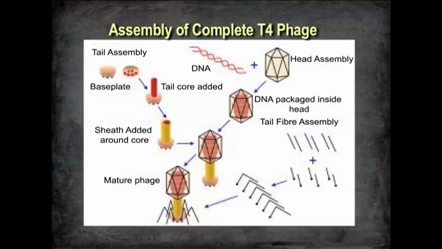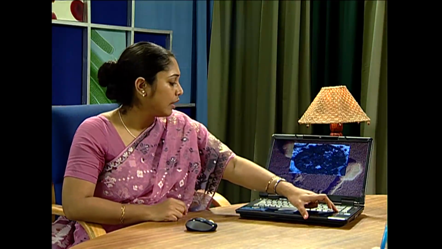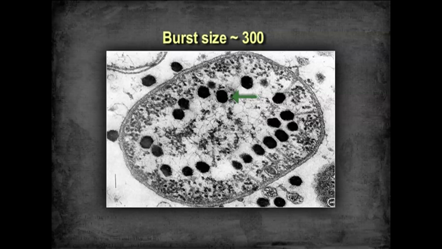The tail and base plate assemble separately. The base plate is constructed of 15 gene products. Tail fibers attach to the base plate, then the central tube is formed on the base plate and the outer cylinder or sheaths appear, and they form the complete tail. Then the tail joins with the head and a complete phage particle is produced. This is a picture where it is shown that inside the E. coli cell complete phage particles are present, and it has an average burst size of 300.